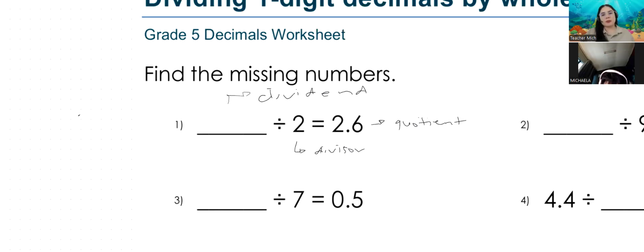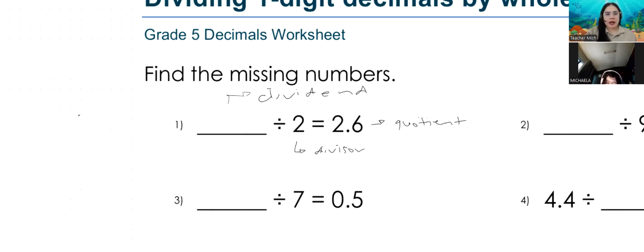So what's the difference between dividend and divisor? Michaela, when we say dividend, this one, the blank, the dividend is the number that is being divided. And the divisor is the number that you need to divide by. So the answer when the dividend is divided by the divisor is what we call the quotient. Okay, so let me first show you how to divide decimals with a missing number.